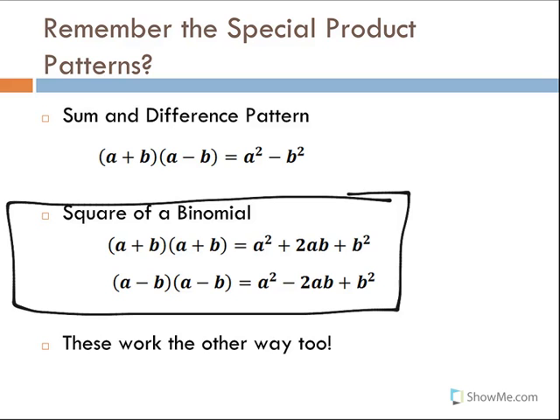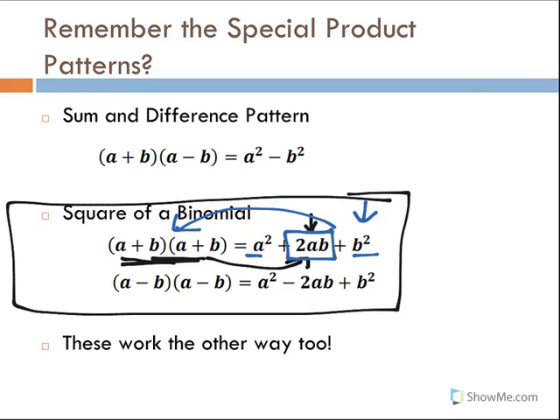Remember, when we FOILed, we recognized that our middle number was twice the first times the last. Today we're going to take these and go backwards. So the things we're looking for: can I rewrite my last number as something squared?